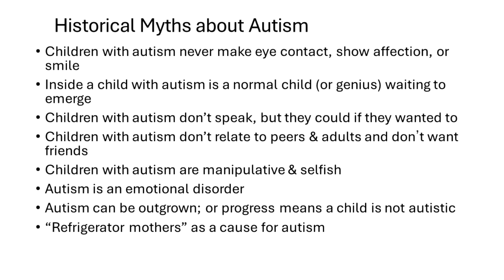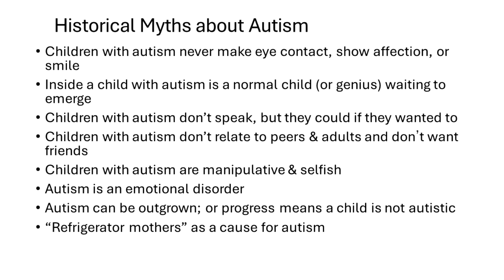We have some common myths about autism. A myth has an element of truth in it, but it is exaggerated or not entirely accurate. Children with autism never make eye contact, show affection, or smile. It is true that not liking or not engaging with eye contact is a characteristic of autism, but it is not true of all of them, and it is not that they never make it, just that they're less likely to. How they show affection may be different, in the same way that how we all show affection is probably a bit different from each other.